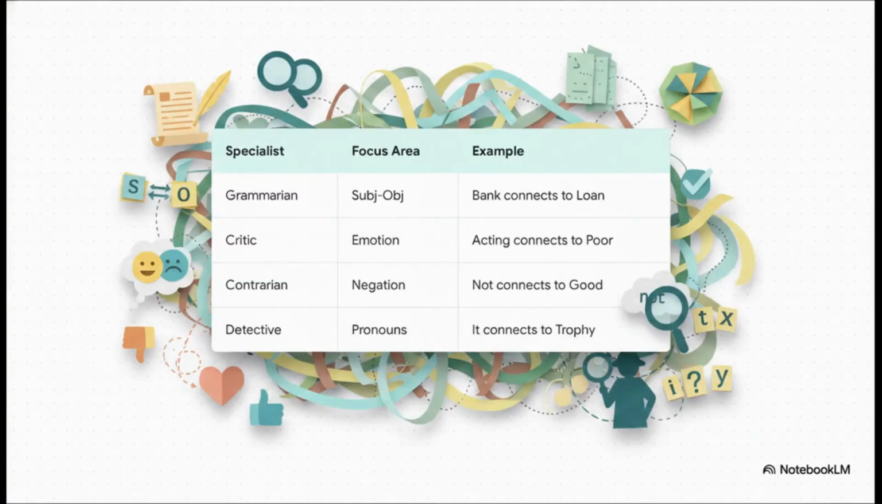And BERT doesn't just do this once. It has multiple attention heads. You can think of them as a classroom of highly specialized students all discussing the sentence together. One attention head is the grammarian, finding subject-object links. Another is the critic, linking emotions to nouns. Another is the contrarian, looking for negation. And another is the detective, figuring out exactly which noun a pronoun like it refers to. They process all these relationships simultaneously, turning a linear sentence into a rich, interconnected web of meaning.